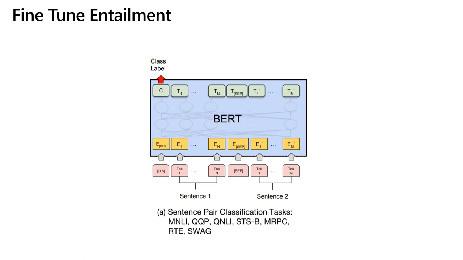Very similar to fine-tuning for text classification, the embedding of the class token added to the beginning of the input sequence is fed to a classifier. The difference is that the input sequence here for entailment or natural language inferencing tasks includes two segments which are separated by the SEP token.